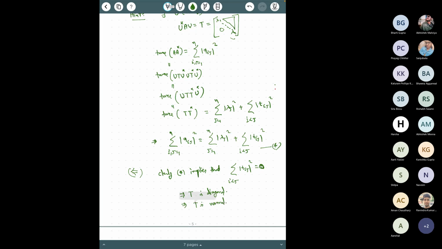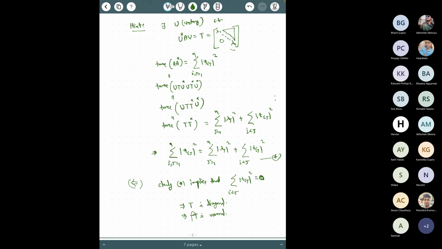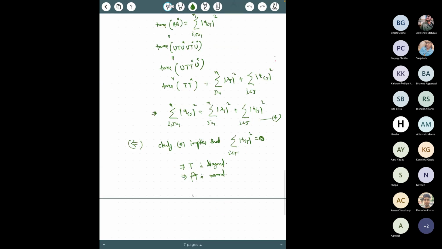Sorry, not T, A is normal. This implies A is normal. Why is this? Because this implies that A is unitarily diagonalizable, and therefore from the previous result we can say A is normal. So clearly this follows immediately. How about the if part?